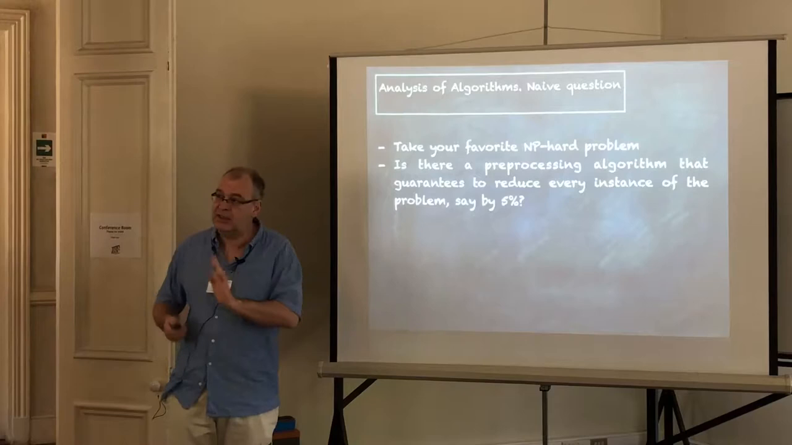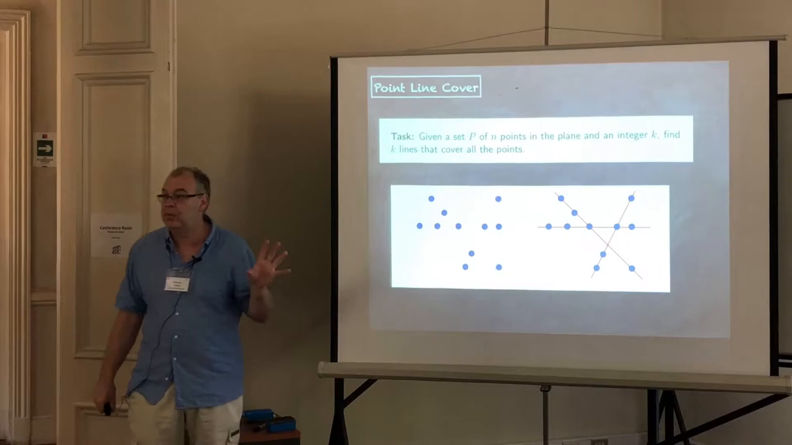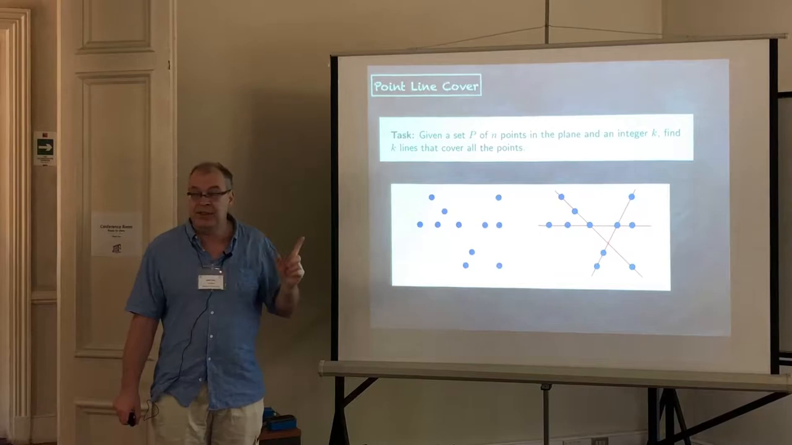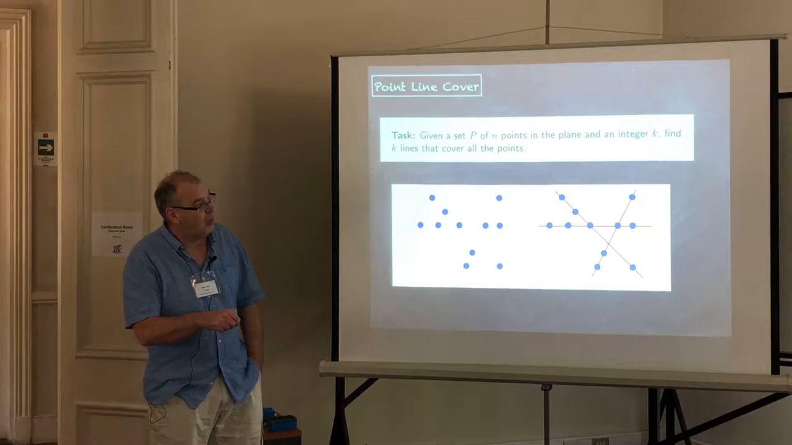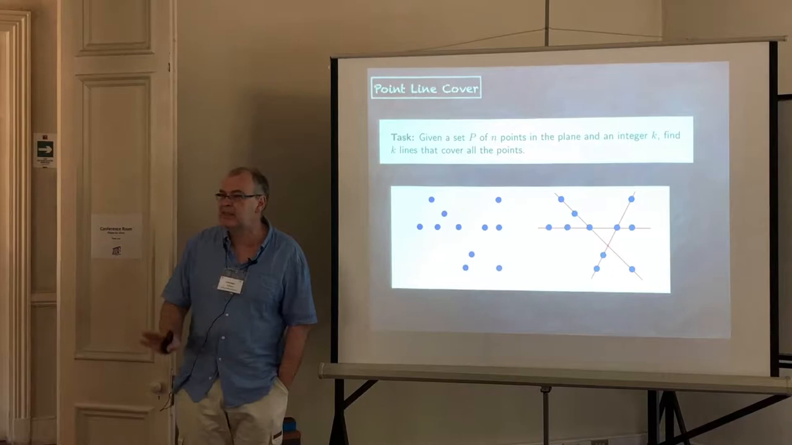But let's take a slightly different look. At first glance, there's no interesting theory here. Let's look at the following toy problem. I have a plane, and on the plane I have n points. I am also given an integer k, and I ask if there are k lines which cover all points. In this example, this is a set of points, and here I have 1, 2, 3 lines which cover all points. Believe me, this is an NP-complete problem. It looks simple as a toy problem, but it's NP-complete.